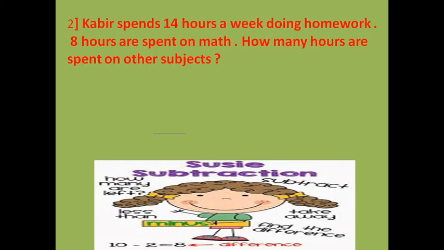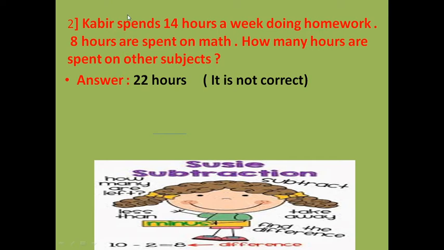Now here: Kabir spent 14 hours a week doing homework. This is the first statement. 8 hours are spent on math. So how many hours are spent on other subjects? Like this I did the first step, read the question. Now I find the information, which means I write the statements. Here also, in the book the answer is written for you: 22. It is not correct. We will check why it is not correct.